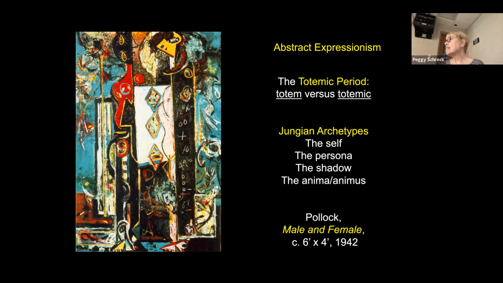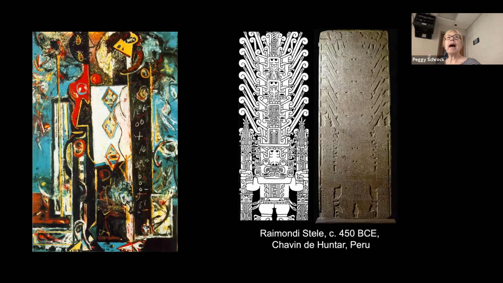Let's see what he's influenced by here and see how he pulls it together. Pollock was very interested in a lot of things. He studied a lot of things. And one of the things he was very interested in is pre-contact American art, pre-Columbian art, and Native American art, and particularly its symbolism and the way it uses totemic imagery.